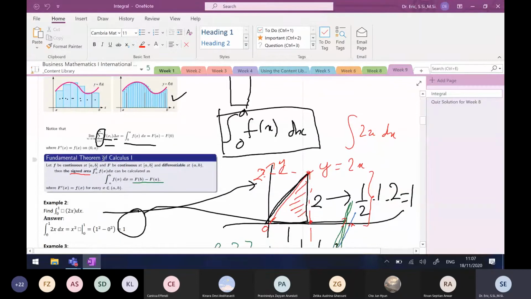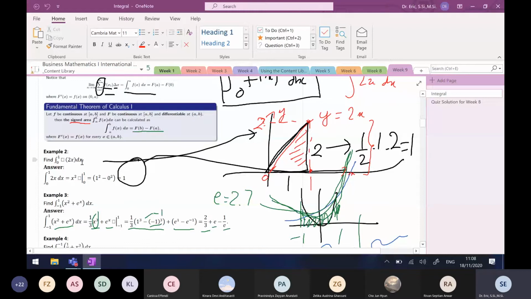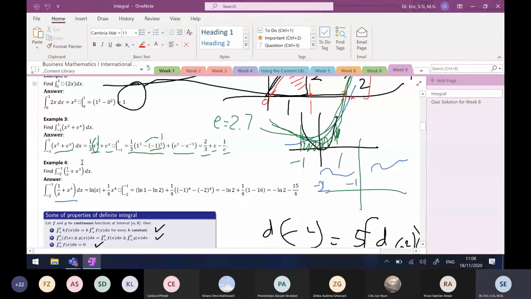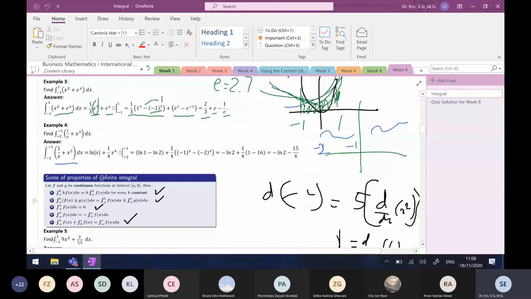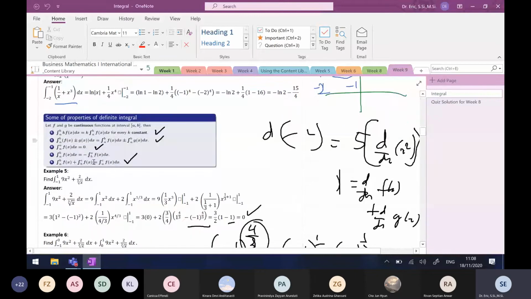Okay, yeah? By the fundamental theorem of calculus, how do I find not the area but the signed area? Because the integral could be negative. It is the antiderivative evaluated at b minus the antiderivative evaluated at a. We have certain examples, and these are some properties of the definite integral here. Addition. If you reverse the boundary, and if the boundary is the same, and so on.